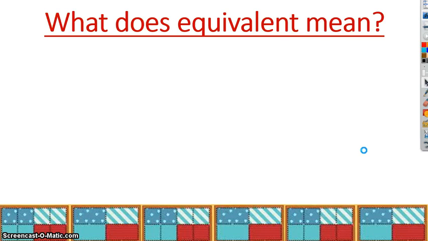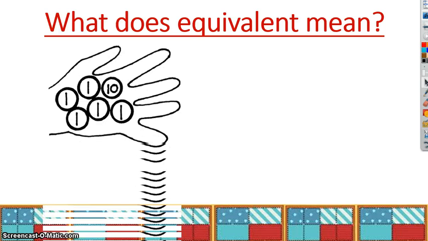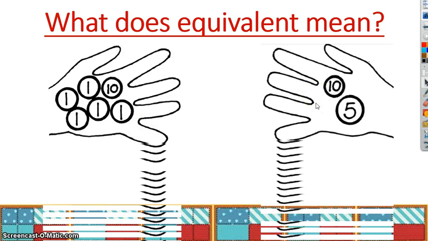So what does the word equivalent mean anyway? Let's talk money. Let's say you have a dime and 5 pennies. Someone else has a dime and a nickel. If you were to compare your two amounts, you would say they are equal in value.